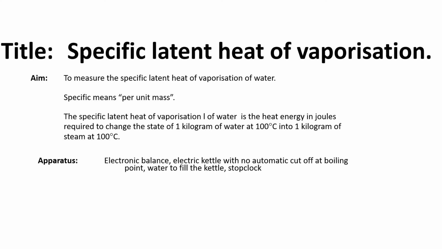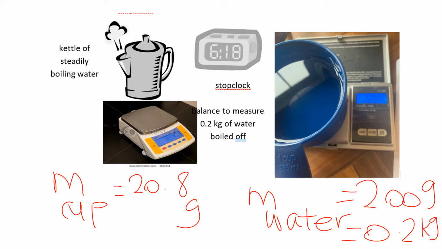The apparatus I used to calculate the latent heat of vaporization of water was an electric balance, an electric kettle, a stop clock, some water, and a thermometer. I was supposed to measure 1 kilogram of water, but it takes ages to evaporate 1 kilogram of boiling water. Instead of 1 kilogram, I used only 0.2 kilograms of water, and I'm going to times all my final answers by 5 at the end.